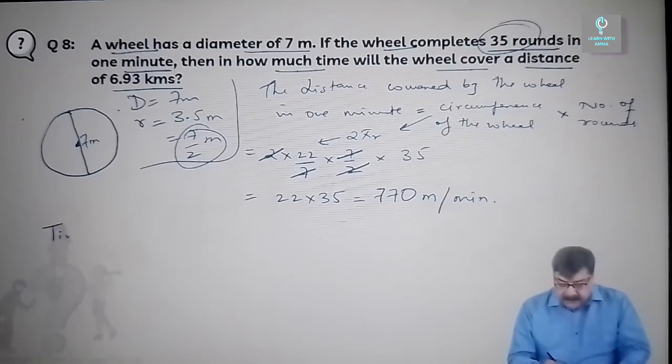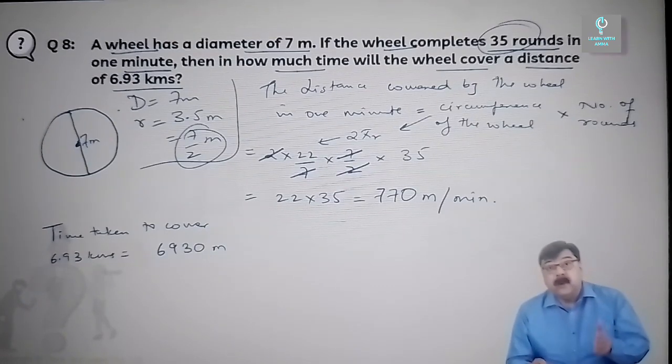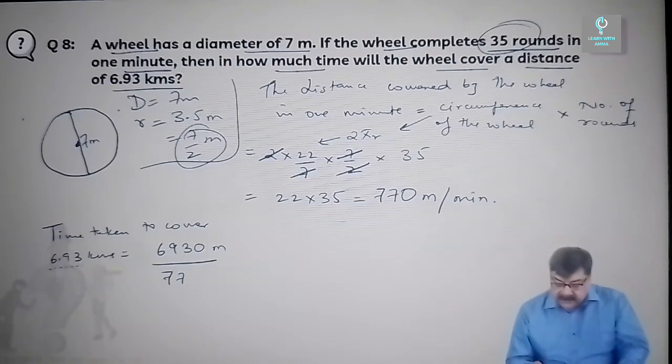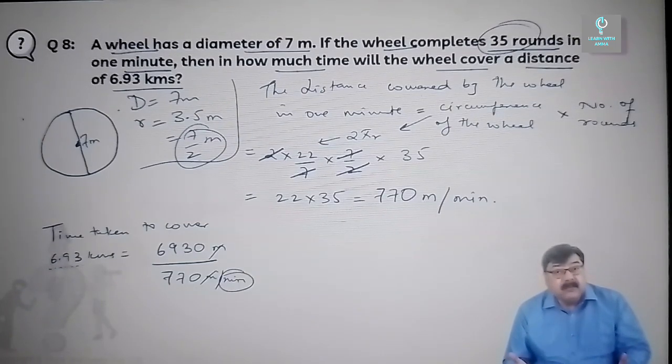So now the time taken to cover 6.93 kilometers shall be 6930 meters. Well, 1 kilometer is equal to 1000 meters, so I have simply multiplied 6.93 with 1000 to convert kilometers into meters, divided by 770 meters per minute. So meters cancel, your answer has to be in minutes, and that's exactly what we are supposed to find out.